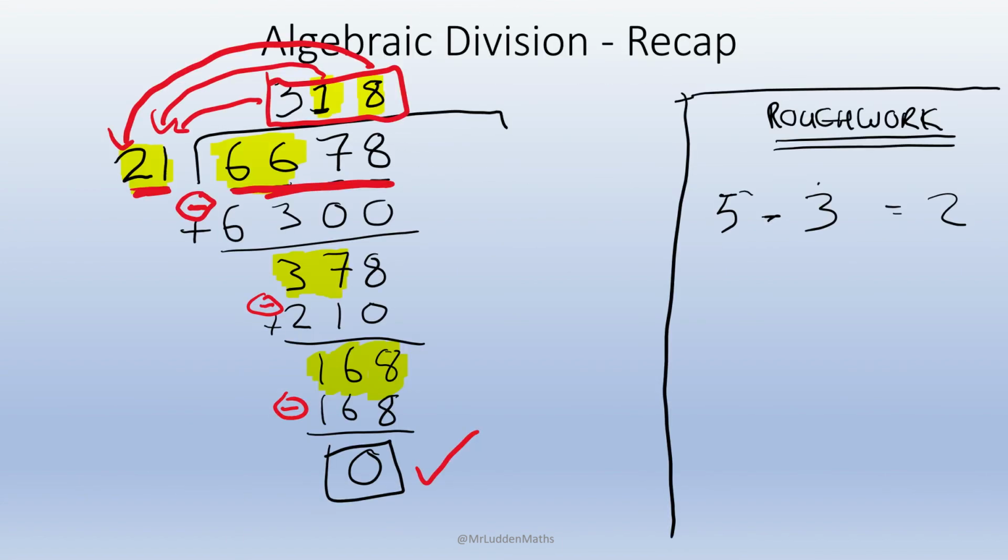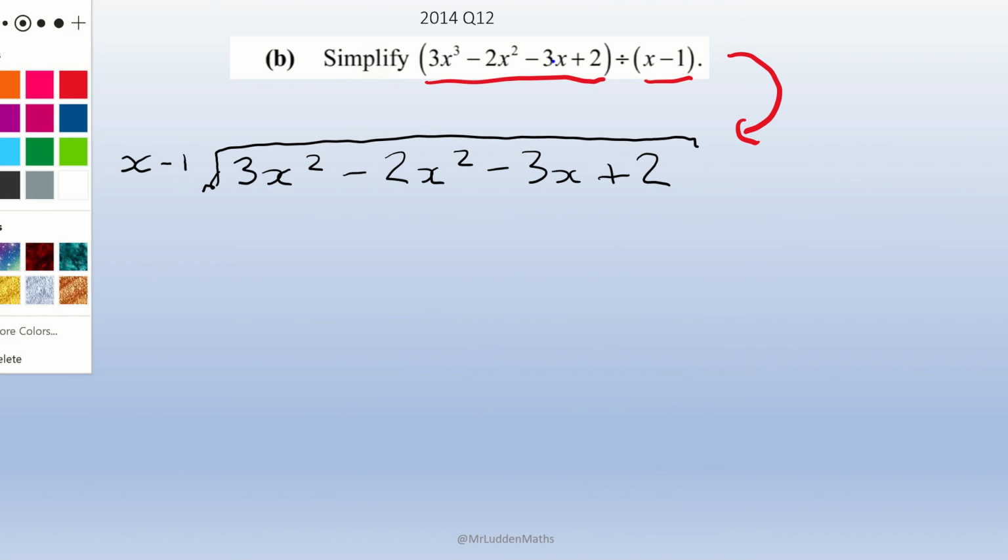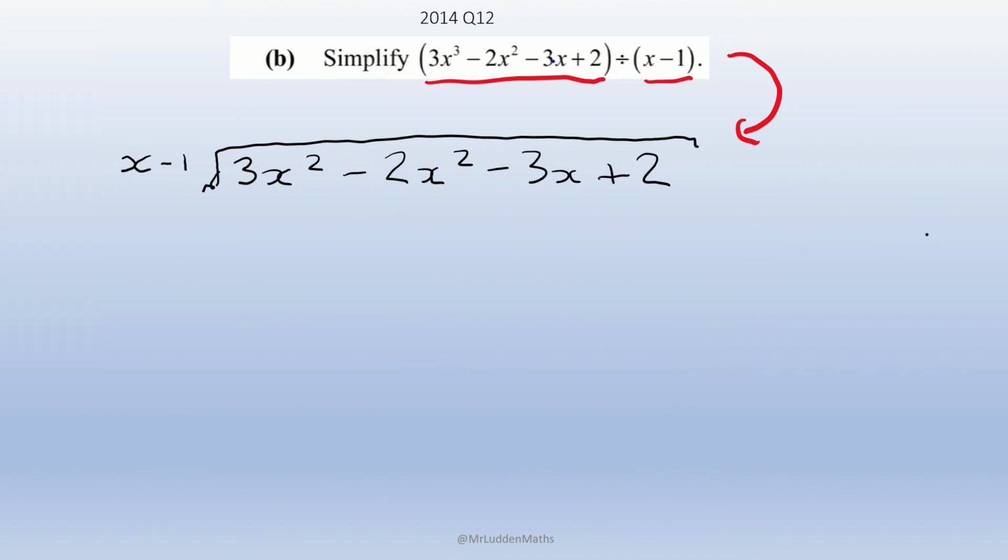But instead of looking at our placements like our thousands, our hundreds, our tens, our units, we're going to look at our x's. So actually, I don't want that. This should be an x cubed. Be sure you take that down. Let me just rewrite that properly. It's a cube there. I made a mistake there, and thank God I caught myself just in time. 3x cubed minus 2x squared minus 3x plus 2. Okay, we're good to go.